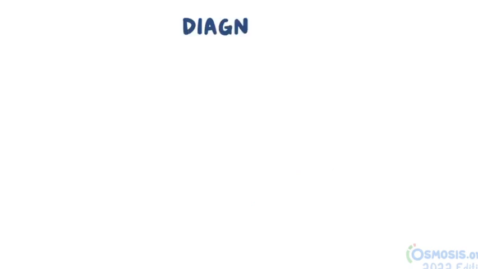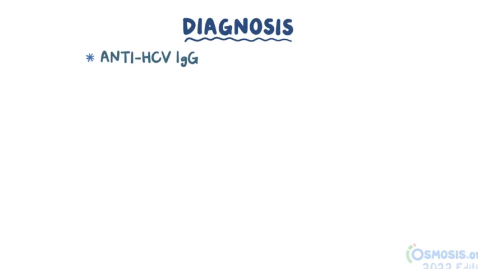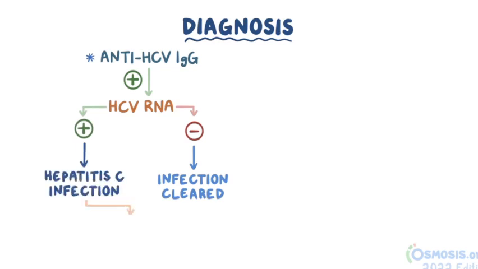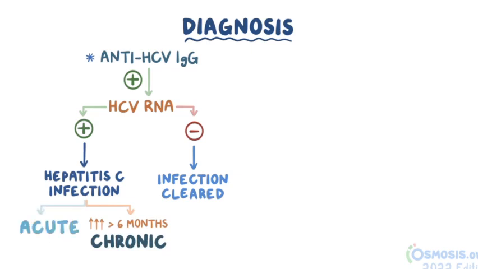The first step in diagnosis is to look for anti-HCV IgG antibodies. If they're positive, then the next step is to send HCV RNA PCR. If HCV RNA is not detected, it likely means that it was a past infection that has now cleared. If HCV RNA is detected, then the individual has a hepatitis C infection. If HCV RNA titers remain elevated for more than 6 months, then it's considered a chronic hepatitis C infection. Otherwise, it's considered an acute hepatitis C infection.